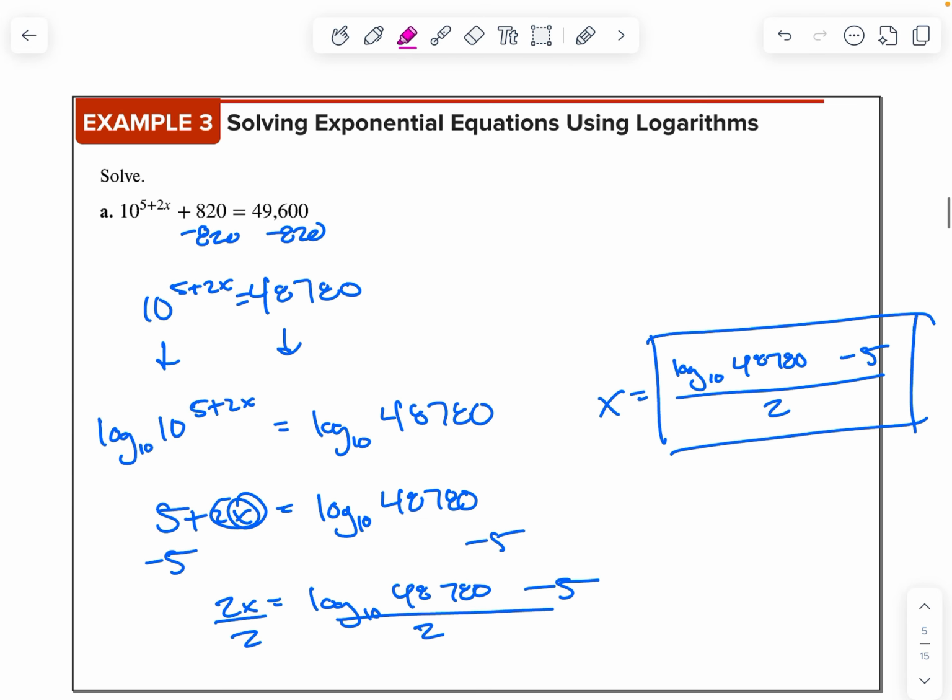Notice I had the 10 left in my answer. I could have left that 10 off. A log base 10 is the same thing as just regular log with no base. Remember, with no base, that base is understood. That base is understood to be 10 if I don't write it in.